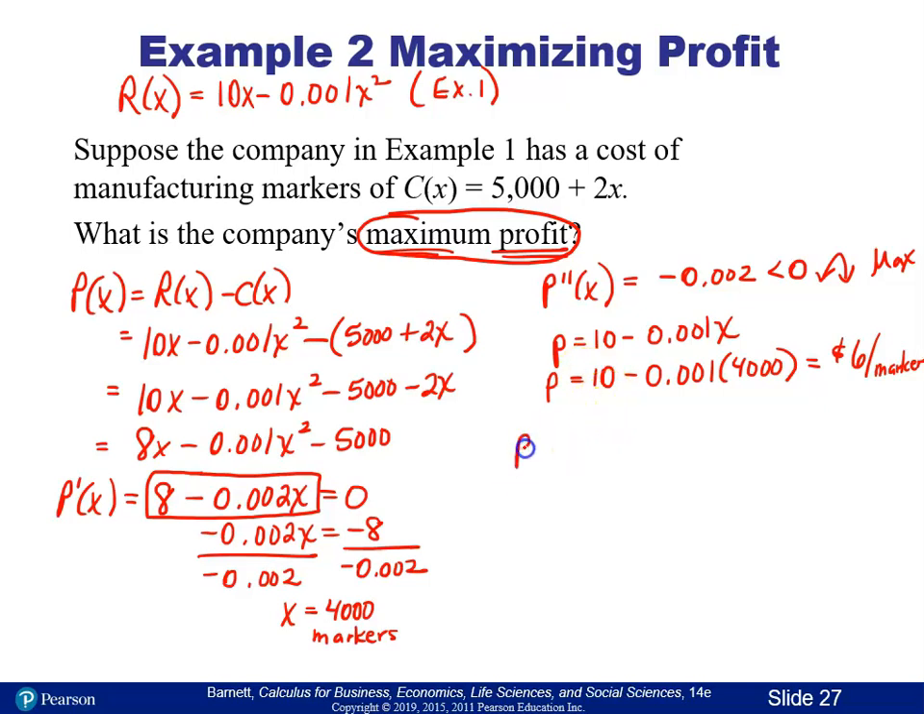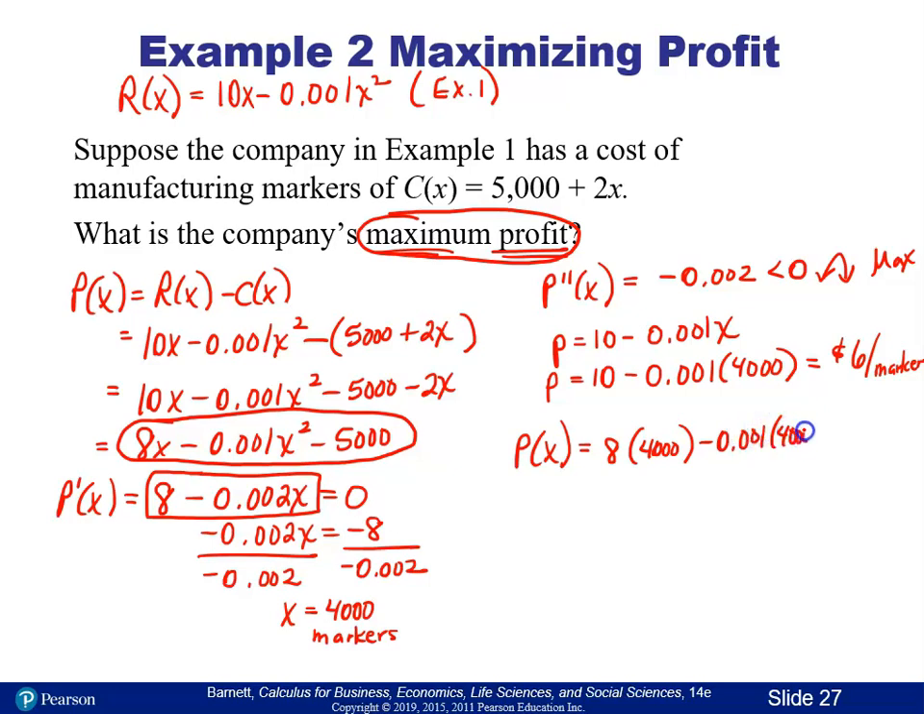Okay, so our profit then, I'm going to go back over here to my profit equation and plug in the 4,000. So I'm going to have 8 times 4,000 minus 0.001 times 4,000 squared minus 5,000. And so my maximum profit is going to be $11,000. Okay, so kind of keep some perspective on this whole problem here.